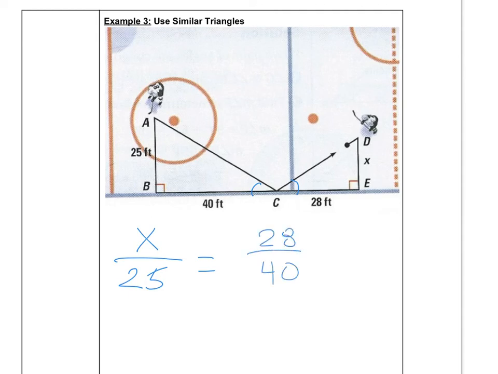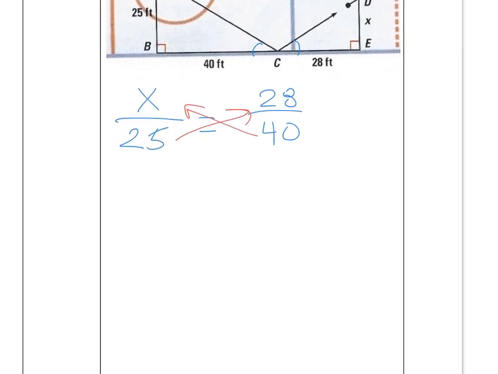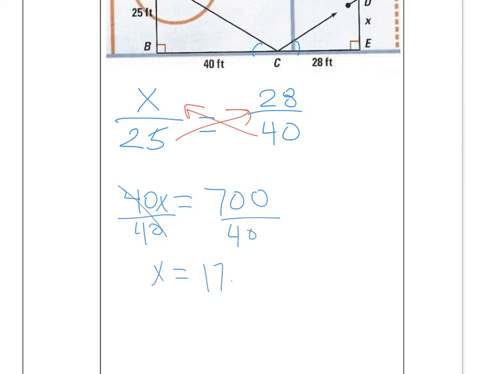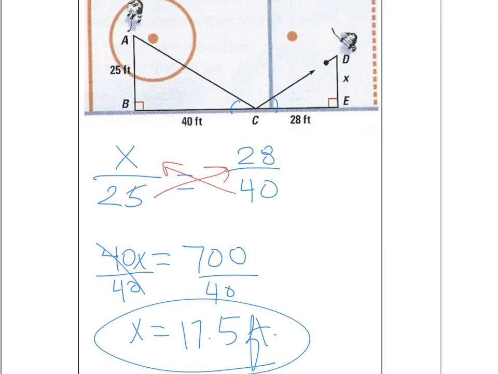All right, now we cross multiply. So we're going to have 40x is equal to, yep, I'm cheating, I'm looking at the book, 700. We divide by 40, and x is going to equal 17.5. And that would be feet, because they do give you a unit of measure, so you best make sure you give it a unit of measure. So this is 17.5 feet. That's how far the hockey player is away from the wall. Simple physics. Love physics. Hope you do too.